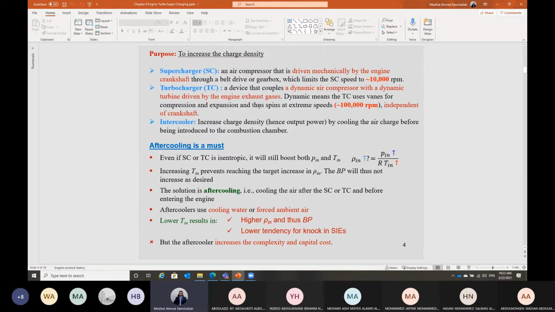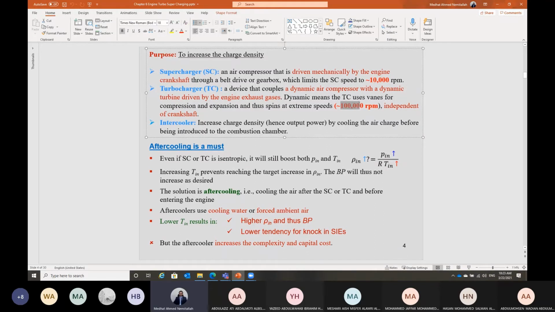We just take it, then it can drive the turbine, and the turbine can drive a dynamic compressor. So we have a dynamic turbine. Dynamic means we have blades, and it is driving a dynamic compressor. As it is separate from the engine shaft power, the RPM of the shaft of the turbocharger can approach values of about 100,000 RPM. So the running RPM of the shaft in a turbocharger is very high compared to the case of a supercharger.